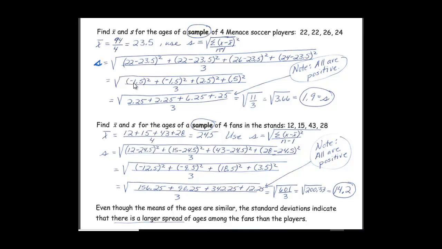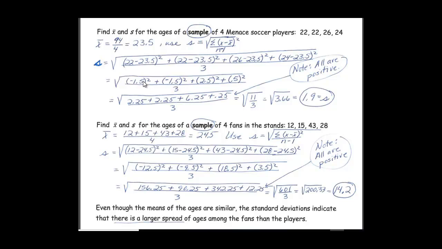Okay, so my next step is I find each of those differences. 22 minus 23.5 is negative 1.5. I need to square that. Same thing for the next one. 26 minus 23.5 is 2.5. I'm going to square that. And our last one's difference is squared as well.